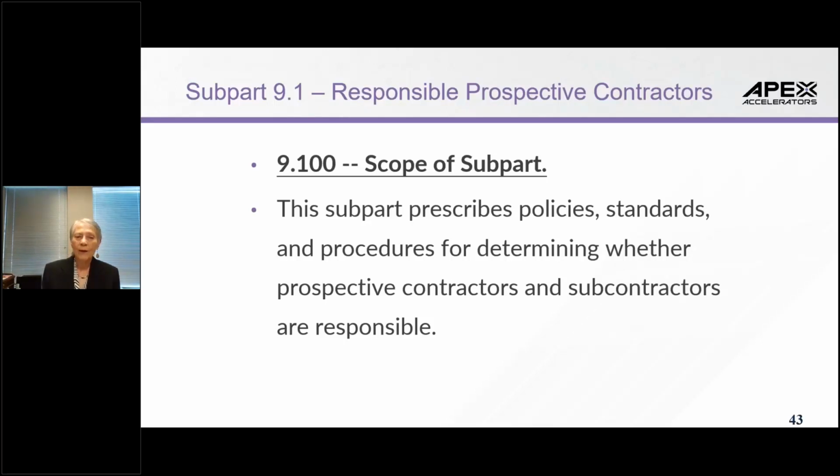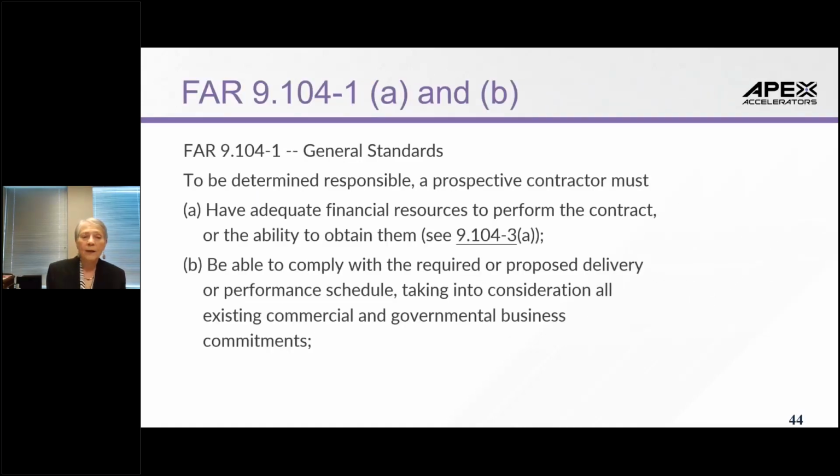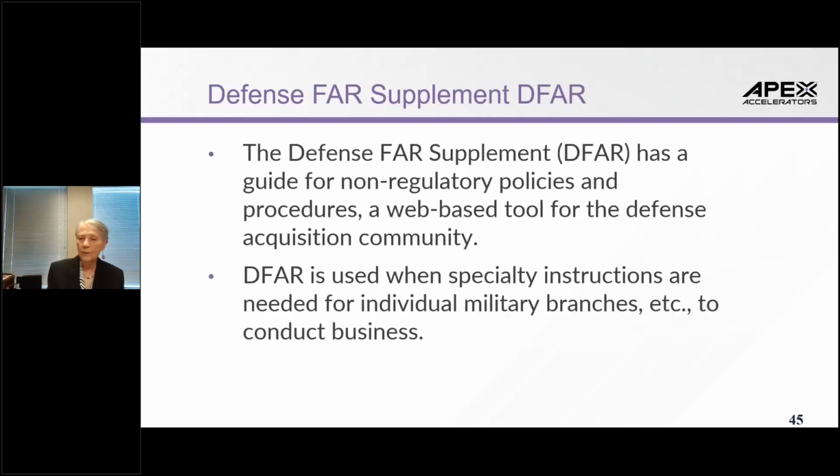FAR 9.1 will describe the standards and procedures for determining whether contractors and subcontractors are responsible. There are general standards, and there are also some very specific standards, like being able to comply with a certain specification. The DFAR has a guide for non-regulatory policies and procedures. It's a web-based tool for the acquisition community, and it's used when specialty instructions are needed for individual military branches, etc.